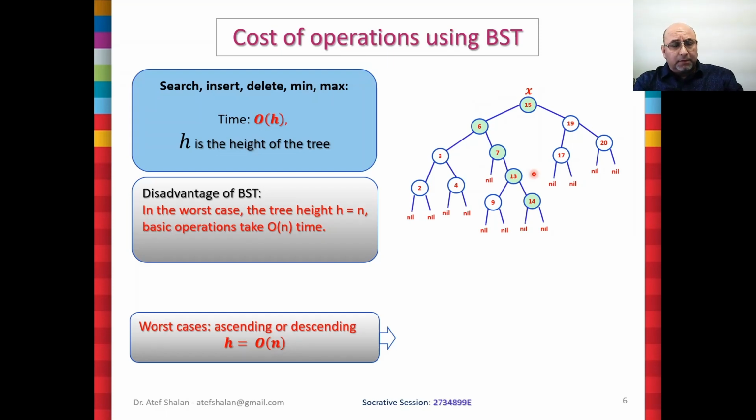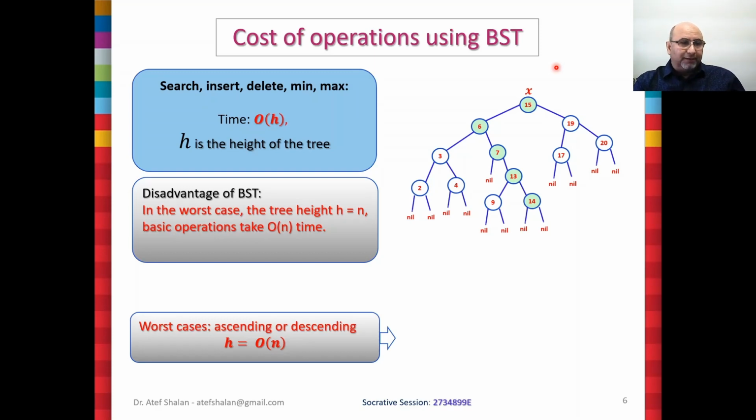Well, regarding the cost of the operations using binary search trees, we saw two algorithms, and both of them take order of h. However, also the deletion, minimum and maximum will take the same order, while the traversing will take order of n, where n is the number of nodes. Therefore, that's good, except for one thing.